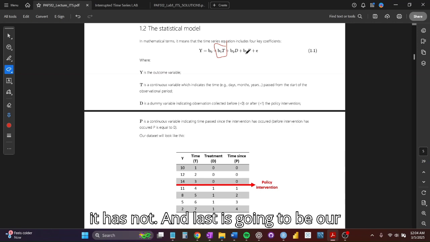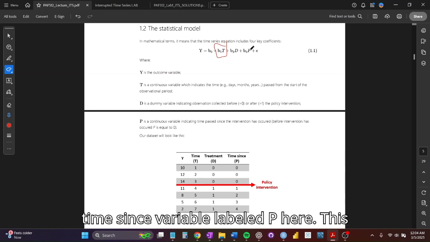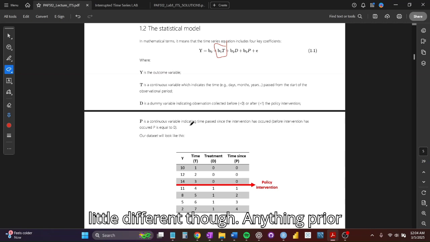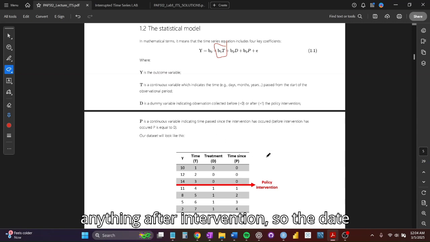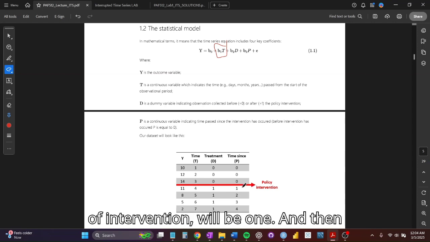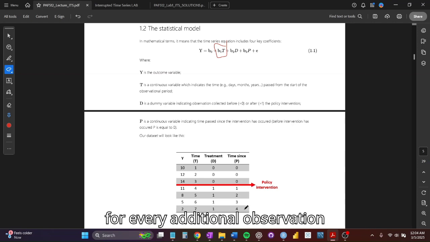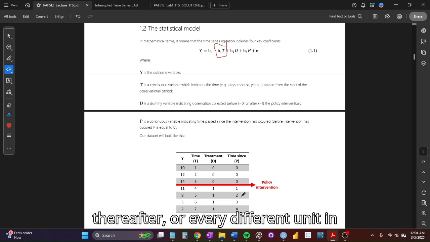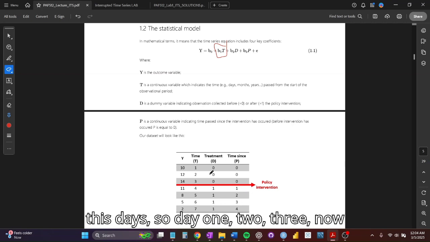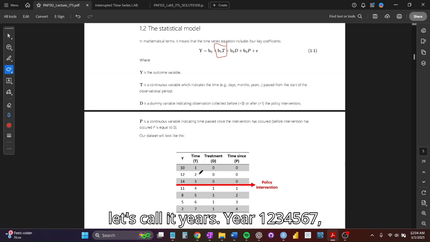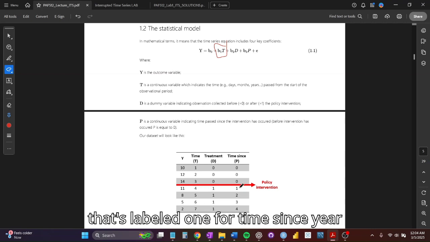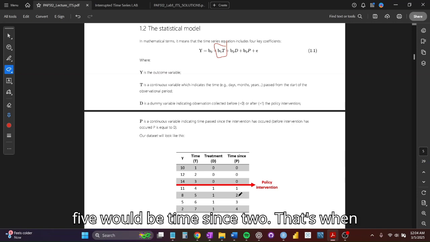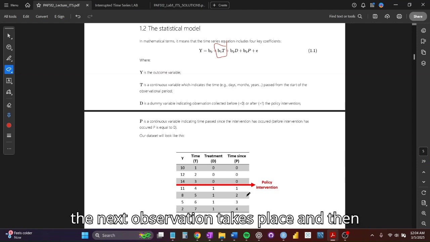And last is going to be our time since variable, labeled P here. This is also a continuous variable. It's a little different though. Anything prior to intervention is 0. However, anything after intervention, so the date of intervention, will be 1. And then for every additional observation thereafter, or every different unit in time, so in this case, let's call it years. Year 1, 2, 3, 4, 5, 6, 7. Year 4 is when treatment occurred, so that's labeled 1 for time since. Year 5 would be time since 2, that's when the next observation takes place, and then so on and so forth.